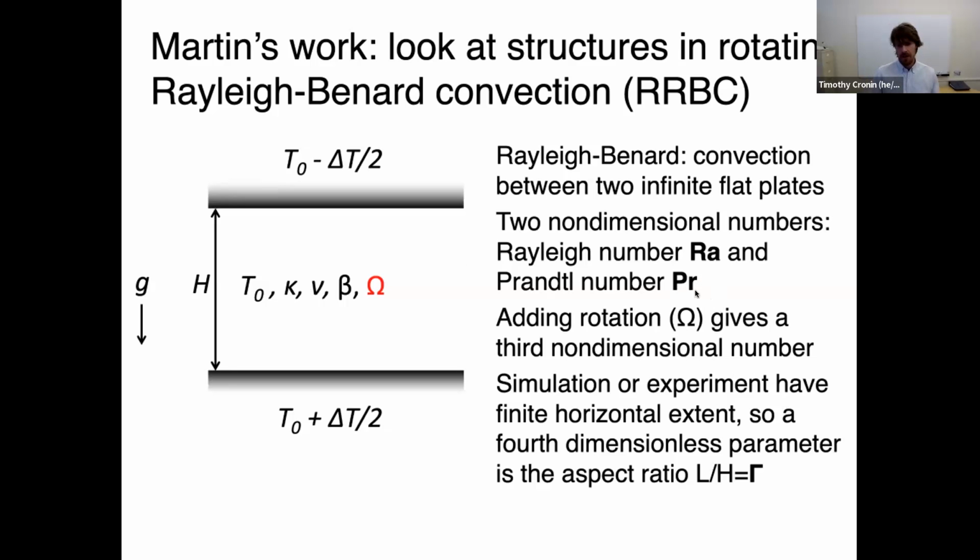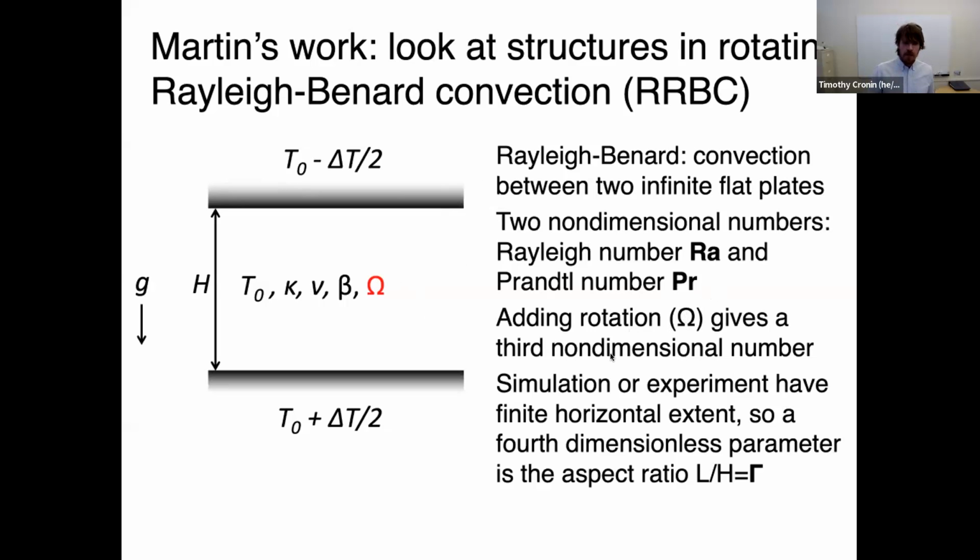That Prandtl number is going to be around 1 for our experiments, and so it's not super important. It can vary a lot for drastically different materials like the mantle of the Earth or the plasma of the sun. Adding rotation to this gives a third non-dimensional number, and there are multiple ways to express this. I'll talk about one on the next slide. I'm indicating rotation with this omega as an angular velocity of rotation.